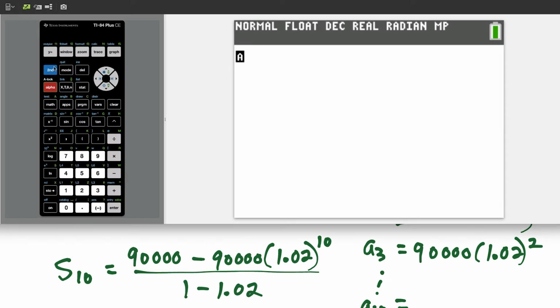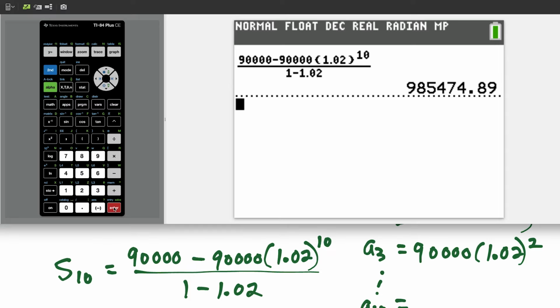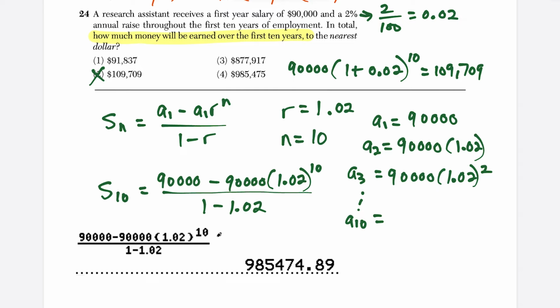So for this one, I definitely want to press alpha y equals enter to pull up a blank fraction. And we have 90,000 minus, and then we have 90,000 again, this time multiplied by 1.02 to the power 10. And we're dividing all of this by 1 minus 1.02. Okay, we press enter, and here's our answer. So what we just found here was S sub 10. This is the sum of the first 10 terms.